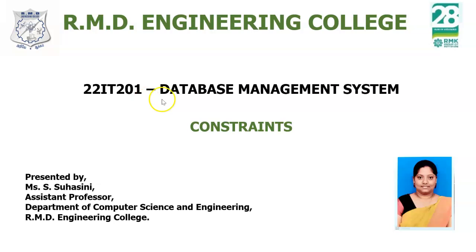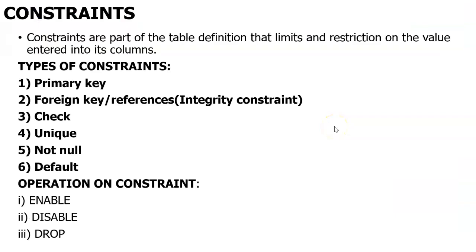In this video lecture, we are going to discuss the database management system, and the topic is constraints. We have different types of constraints as part of this database concept. The different types are primary key, foreign key or references, check constraint, unique constraint, not null, and default constraint. We'll see these types one by one.